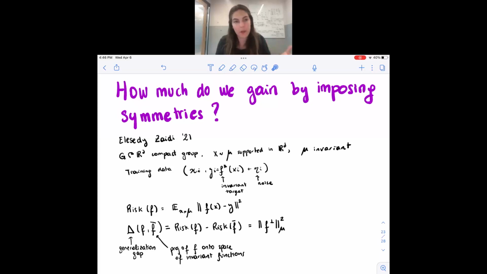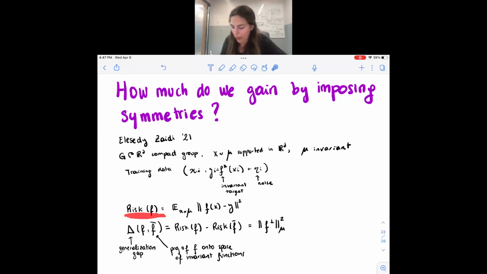There are many ways to quantify how much you gain by imposing the symmetries. The theoretical framework that I like the most is by Elesedy and Zaidi, from this paper in ICML 2021, because I think they have a very clean exposition of what is going on. So here, you have a compact group acting on R^d, and you have your data in R^d, distributed according to a distribution mu, which is invariant with respect to the group action. And so you have your training data, X and then Y, and Y is produced as some target invariant function plus noise.